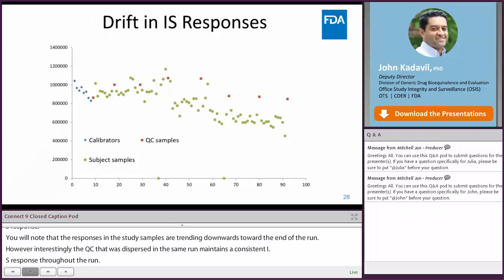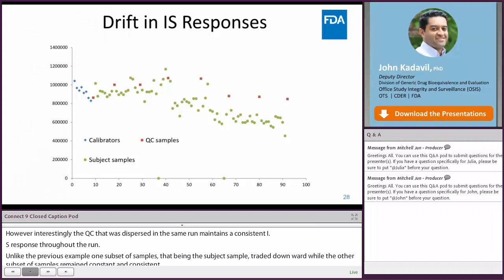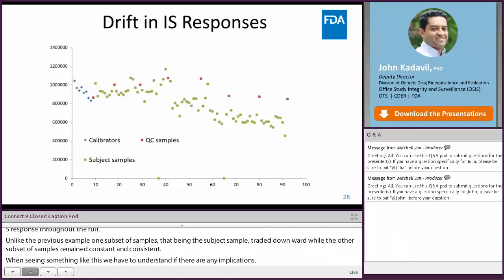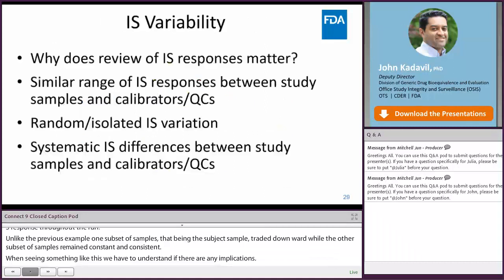When seeing something like this, we have to understand if there are any implications. What do we need to do when seeing something like this, when the IS responses in the QCs do not represent IS responses in study samples?